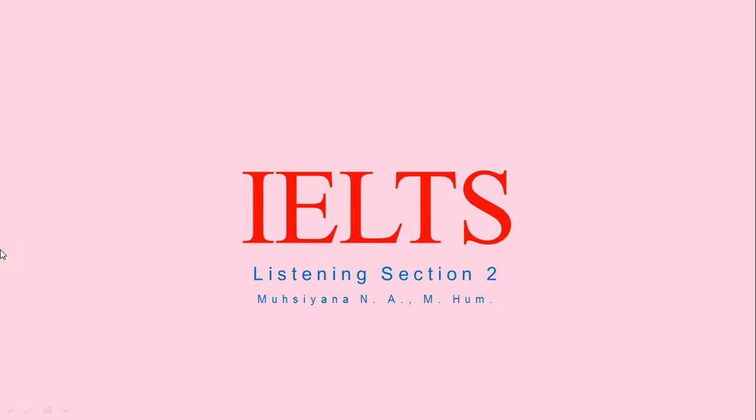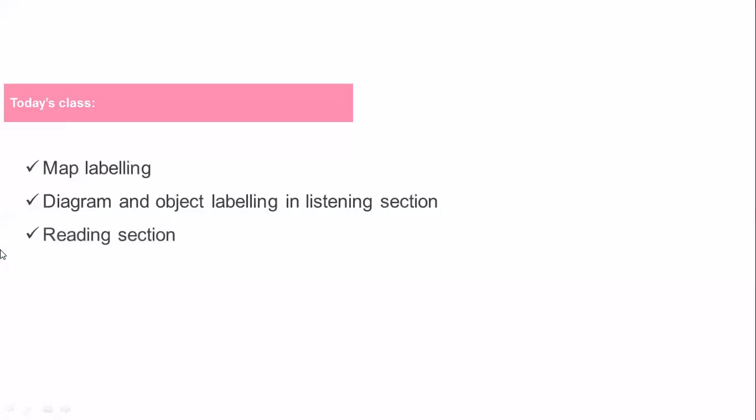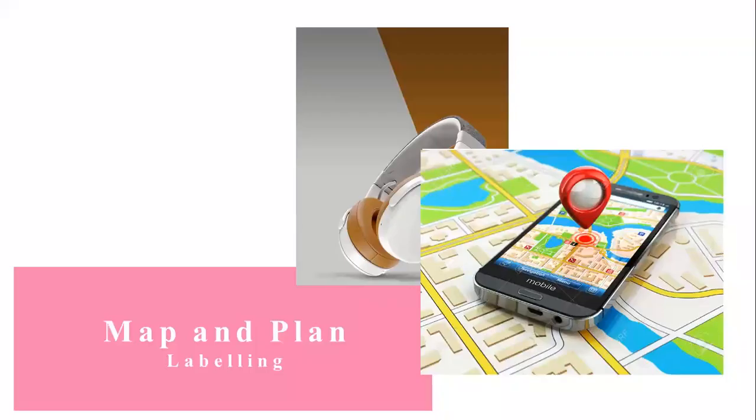In today's class, we are going to talk some more about IELTS listening sections, especially about map labeling and diagram or object labeling. We are also going to talk about reading sections in IELTS. Map labeling and plan labeling are common questions in IELTS listening sections.